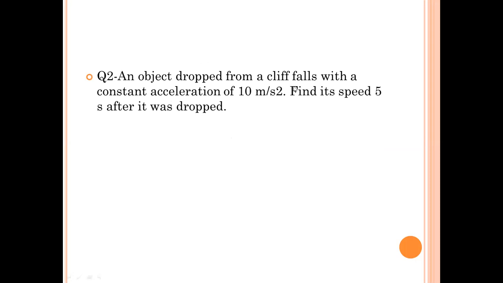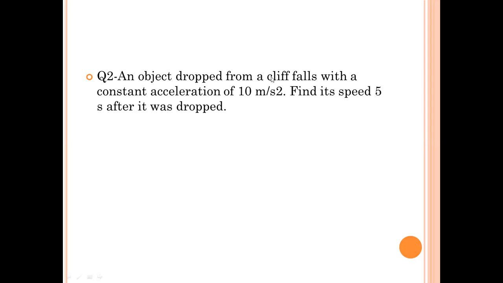Now the second question is, an object dropped from a cliff. Now there is some new thing in this question. Anything which we dropped from a height, in that case u becomes 0. कोई भी चीज अगर हम एक हाइट से फेंकते हैं, उस केस में u की जो u माने इनिशियल स्पीड या इनिशियल वेलोसिटी जो होती है वो 0 होती है. So with the constant acceleration of 10 meter per second square, उसका acceleration ये है. Find its speed 5 सेकेंड आफ्टर इट वॉज ड्रॉप्ड. 5 सेकेंड बाद उसकी स्पीड क्या होगी?